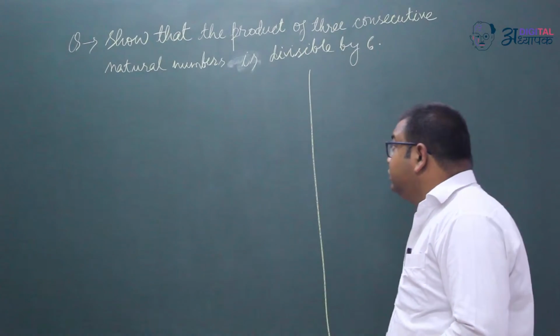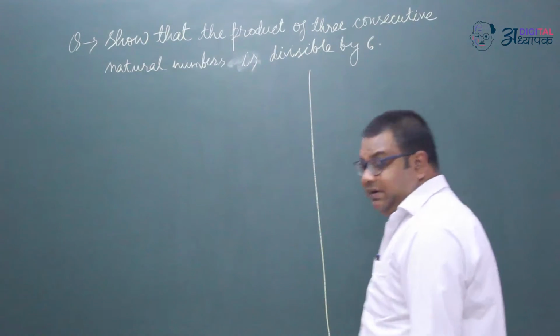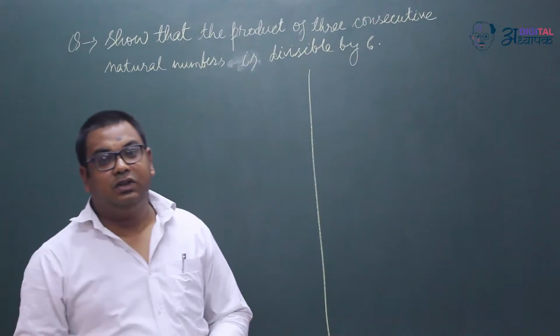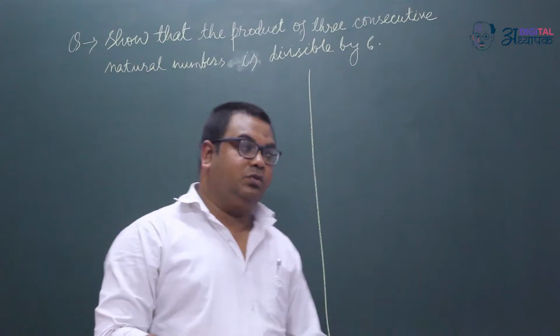The question is, show that the product of three consecutive natural numbers is divisible by 6. Now, first of all, if we have to take three consecutive natural numbers, then we will take the numbers as n, n plus 1 and n plus 2.